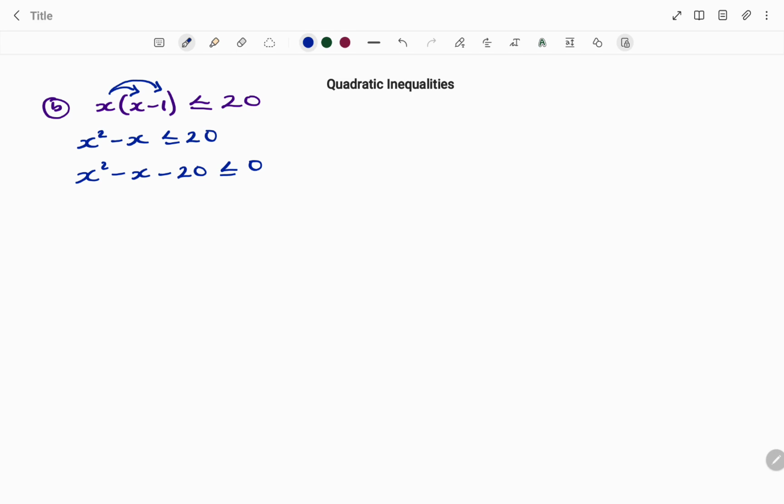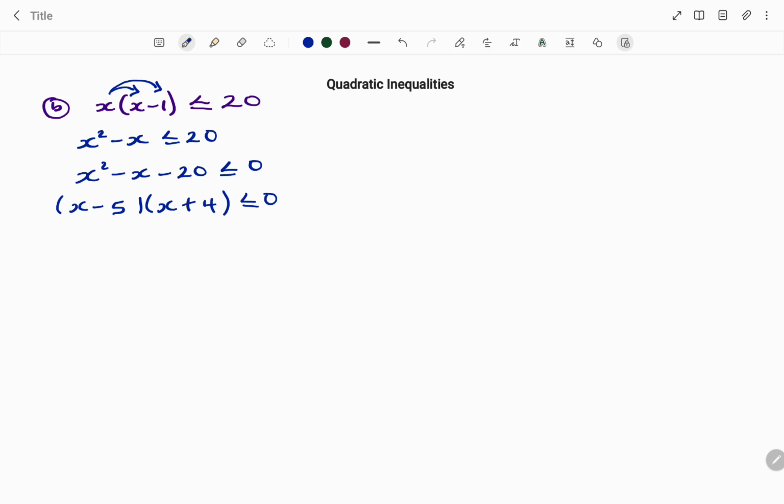Now that we've written it like a standard quadratic equation, I'm going to solve by factorizing what we have on the left-hand side, less than or equal to 0. So I have that as x minus 4, x plus 5. I'm going to swap that around because I have negative x in the middle, so that's x minus 5, not minus 4. Then x plus 4.